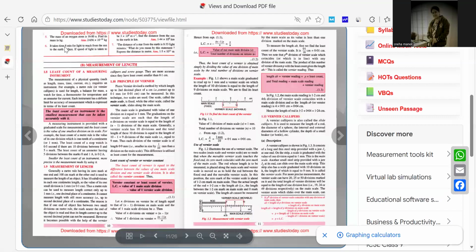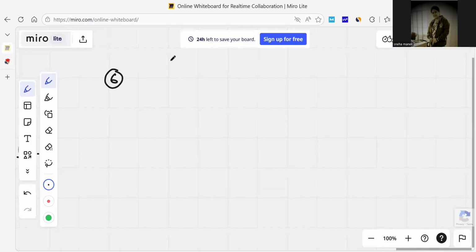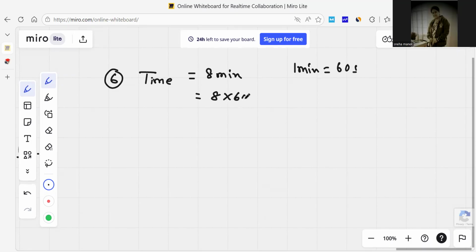So number 6: time is given, 8 minutes for the light to reach the Earth's surface. Speed of light is given as 3 into 10 to the power 8 meter per second. Find the distance from the sun to the earth. So let's do it. I'm just writing time taken is 8 minutes. Let's convert it into seconds. 1 minute has got 60 seconds. So 8 minutes will be 8 into 60 seconds.